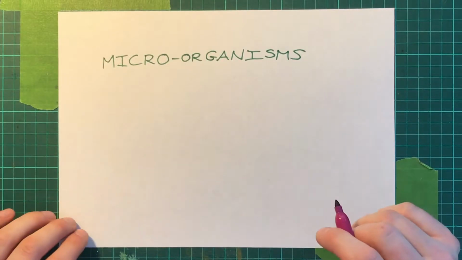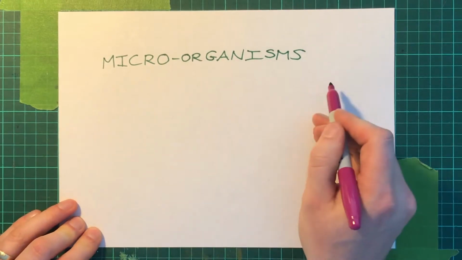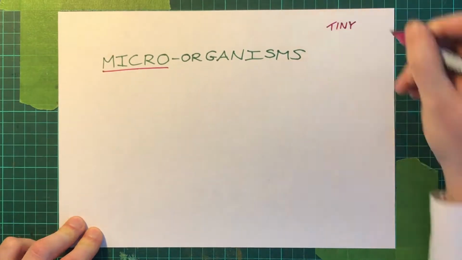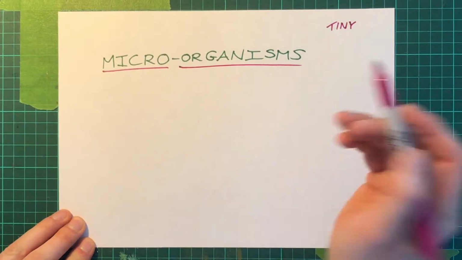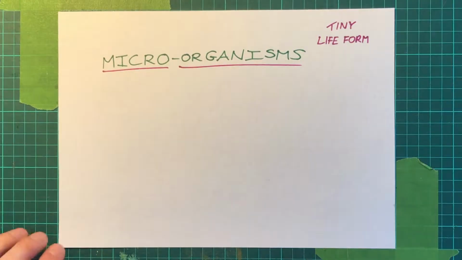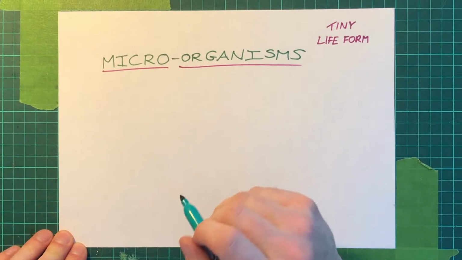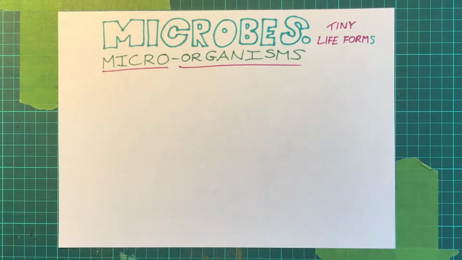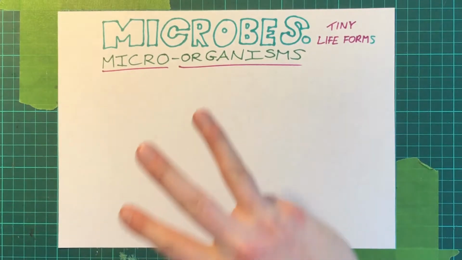Well, welcome along to Science Sketchbook's video on microorganisms. So micro means tiny, and an organism is a life form. An easier name for microorganisms is microbes. And in today's video, we're going to talk about the three main types.